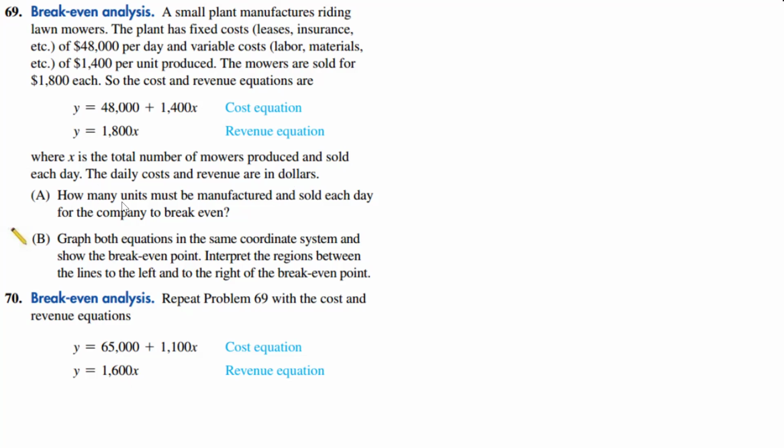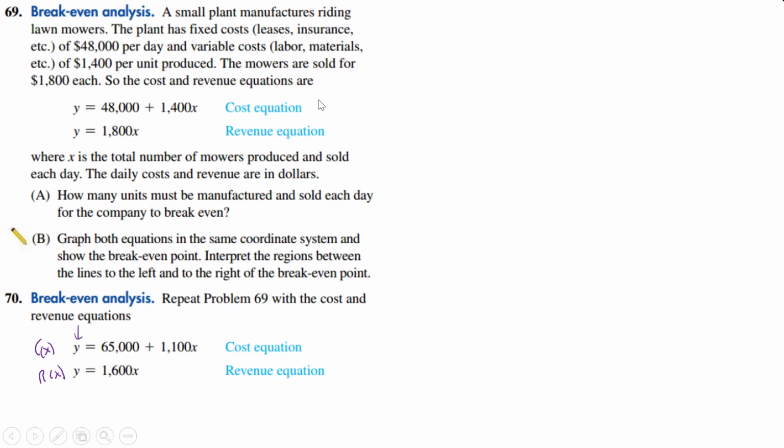Now, we're supposed to find out how many units must be manufactured and sold each day for the company to break even, and then graph both equations in the same coordinate system and show the break-even point, and interpret the regions between the lines to the left and to the right of the break-even point. So basically what we need to do is show what it is. A lot of times we'll say this is C of X, and this is going to be our R of X. So instead of Y, we'll say C of X and R of X. But because we're going to type it into our calculator, we'll go ahead and leave it like that.